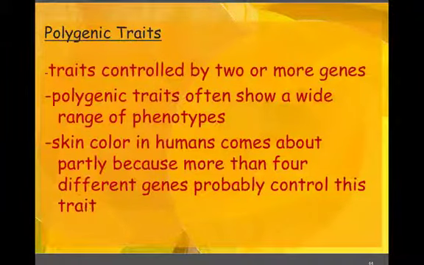Last one is polygenic traits. These are traits controlled by 2 or more genes. Poly, of course, means many. Polygenic traits often show a wide range of phenotypes. So skin color in humans comes about partly because there are more than 4 different genes that control this particular trait. And that concludes the notes for section 11-3.